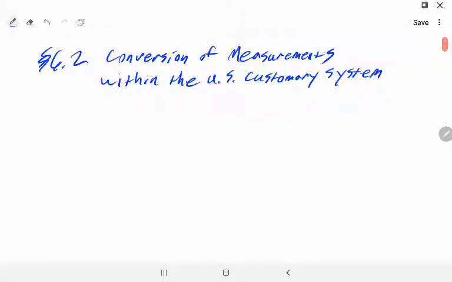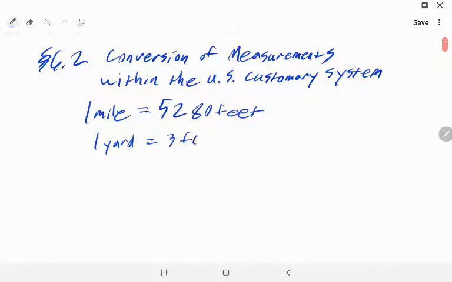So, what we end up using is, we notice that 1 mile is equal to 5,280 feet. One yard is equal to 3 feet. 1 foot is equal to 12 inches. 1 yard is equal to 3 feet. 1 foot is equal to 12 inches.